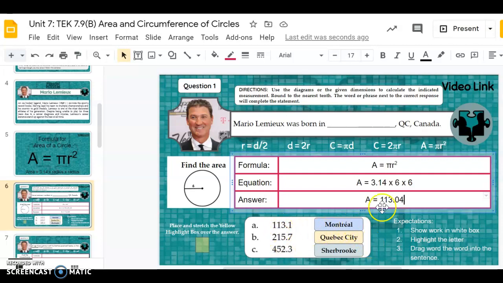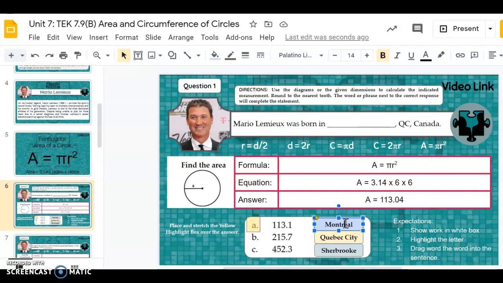Then I'm going to go down here and find the 1. If I rounded, you actually end up rounding down, but that's okay. We will go ahead and highlight A. So now I have done, so I showed my work. Here's my expectation. I showed my work in my box. I did my formula. I typed in my equation. I put in my answer. Number 2 is highlight the letter. Number 3 is drag the word into the sentence.